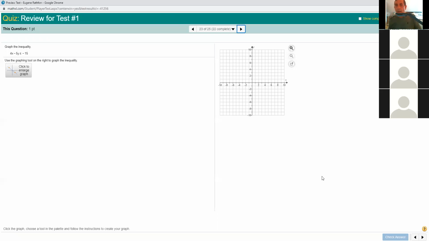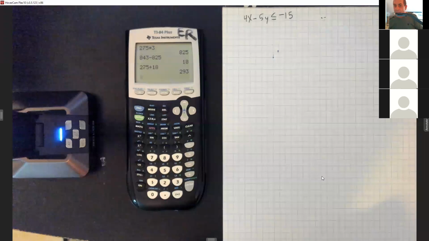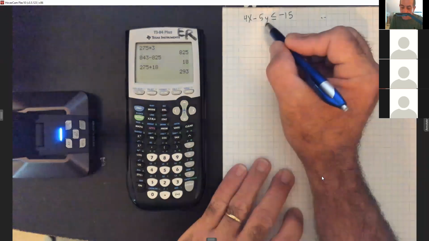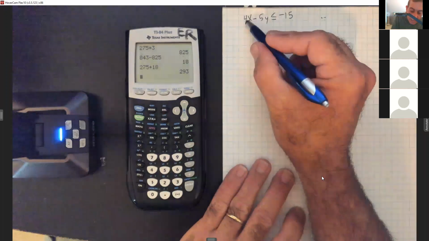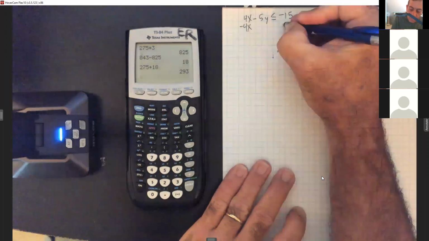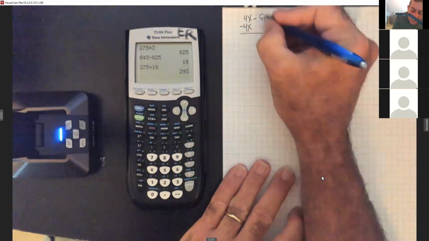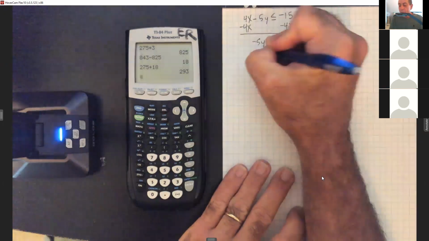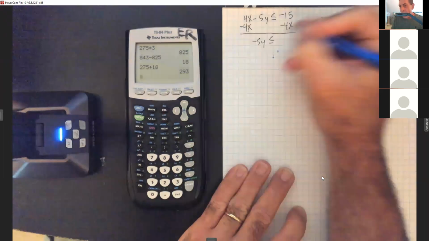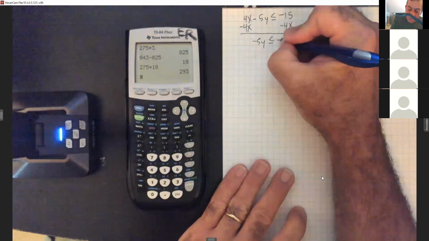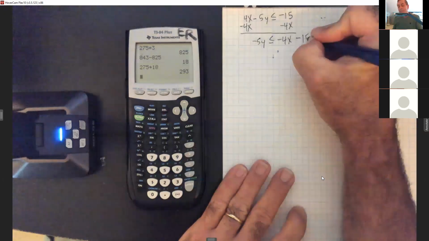So 4x minus 5y is less than or equal to negative 15. I'm going to solve it for the y first. So to do that, you've got to move the 4x over by subtracting it. That brings down to negative 5y less than or equal. These are not like terms, so I'm just going to put the x's first. So I get a negative 4x minus my 15.